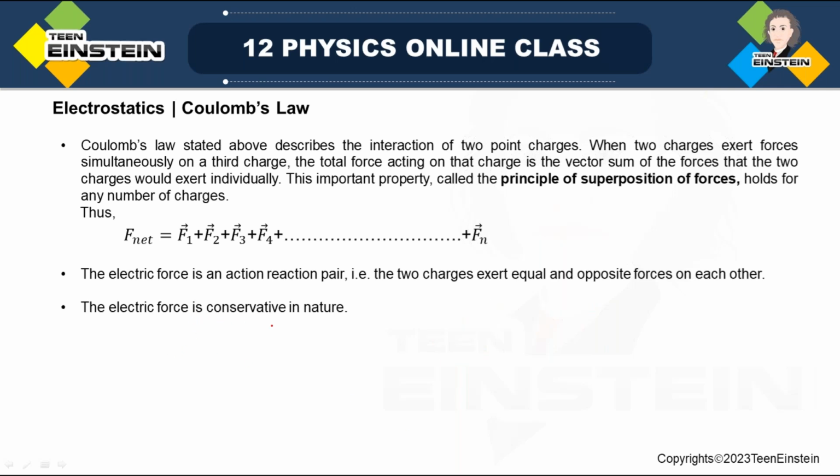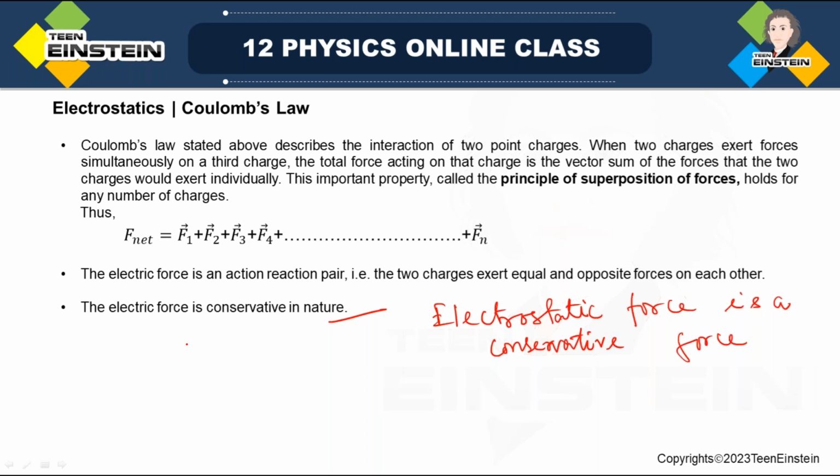Electric force, electrostatic force, is conservative in nature. I hope you know what a conservative force is. We have already discussed it: for a conservative force, the closed path integral will be 0. Work done in a closed path will be 0 due to the electric force.